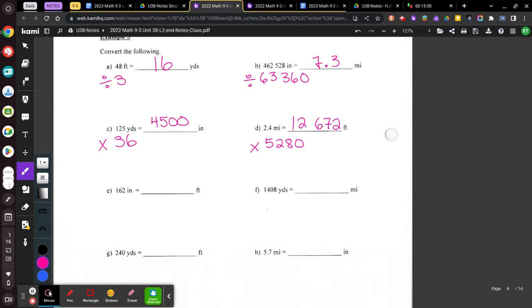Okay, the next one, we want inches to feet. So I find inches right up here. I find feet over here. I see where they meet. I get the number 12. So I am going down, so I am dividing by 12. And that's going to give us 13.5.